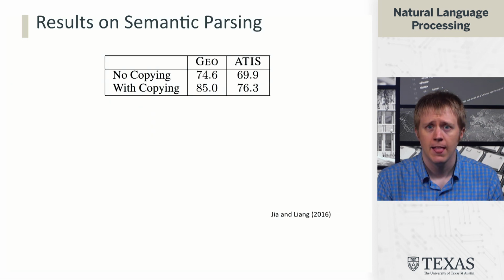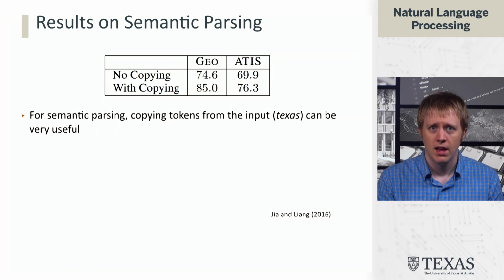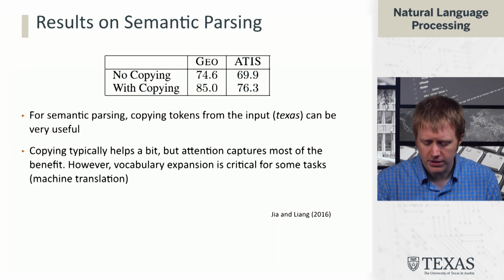In the Jia and Liang work, they incorporated this kind of copy mechanism, which has since been used in other work, for example, by Abby See at Stanford, which we'll talk about when we get to summarization. In their work, they found that it made a pretty big difference for the GeoQuery and ATIS datasets for semantic parsing. Copying was really helpful for them to get these associations between tokens in the input and tokens in the output. So it's a useful thing.